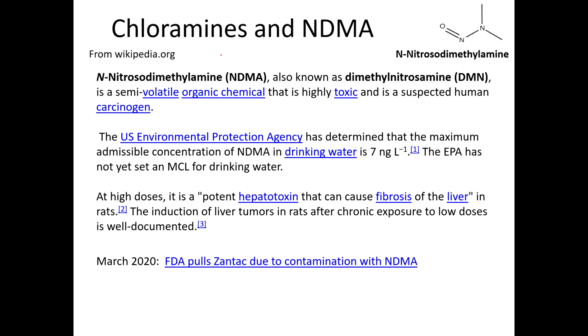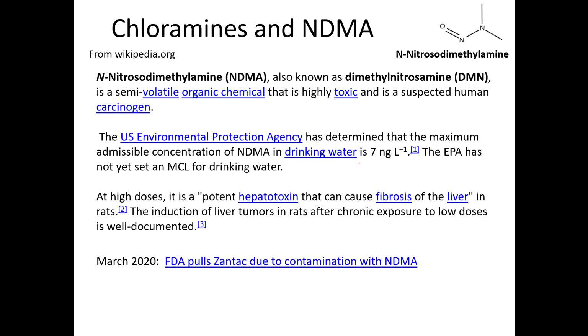But one of the problems with chloramines is that they cause the production of something called NDMA, N-nitrosodimethylamine. It's a semi-volatile chemical, right? So it's got enough volatility that it can volatilize, but it's highly toxic. It's a suspected human carcinogen.